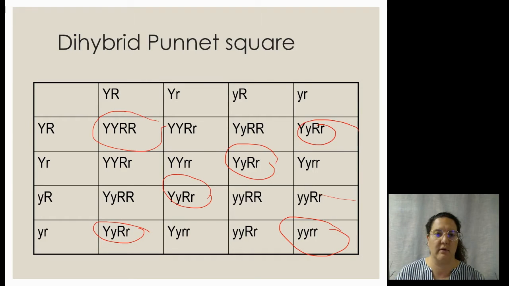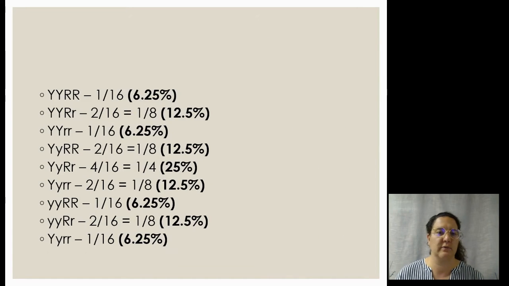Here we have our yellow plants, so everything above this line is going to be a yellow plant. And then everything above then we'll have our round ones mixed in as well. So here are our different ratios. Everything needs to add up to 100. We have 6.25% or 1 in 16 homozygous dominant. We have 2 in 16 that are yellow and round. We have 1 that's yellow and wrinkled.